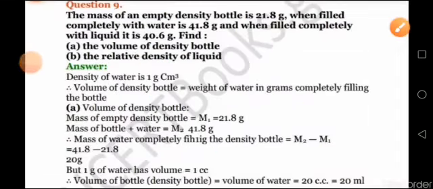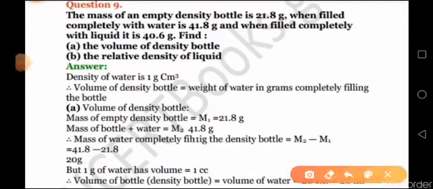Coming to your question number 9, this is a question related to your density bottle. Hope you remember the experiment. Here mass of empty density bottle is given. Now when filled with water, mass is given for your first part of your question, and for the second part of your question, mass of the density bottle when filled with a given liquid is also given. You have to find out the volume of the density bottle and the relative density of the liquid. Now let us start with the first part, that is the volume of the density bottle.